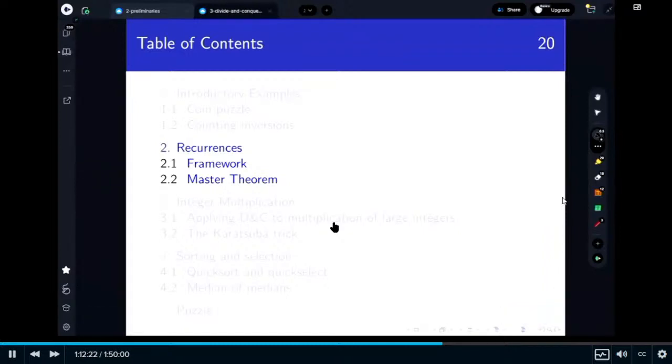So we're going to think about these recurrences more generally. For merge sort, to solve something of size n, we split it up into two instances of size n/2. We need some time to solve those. And then, to merge the results, it took us order n time.